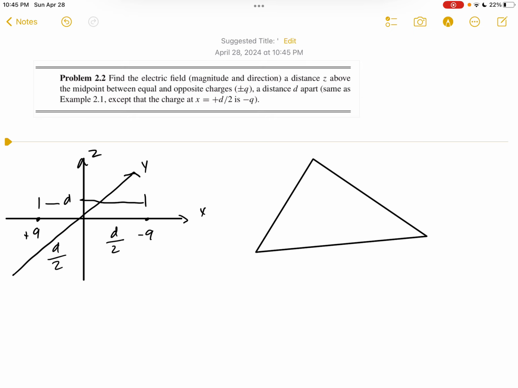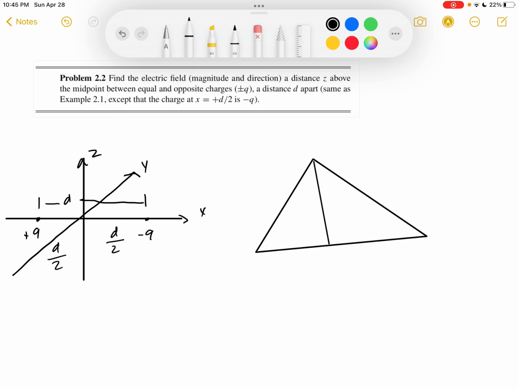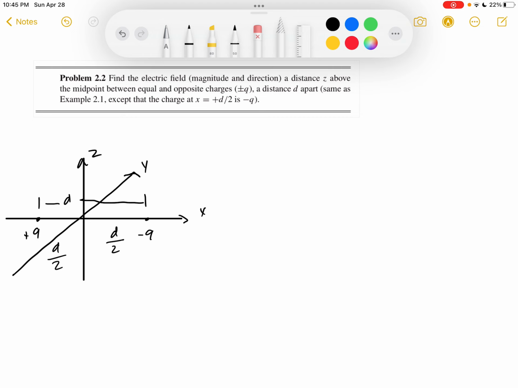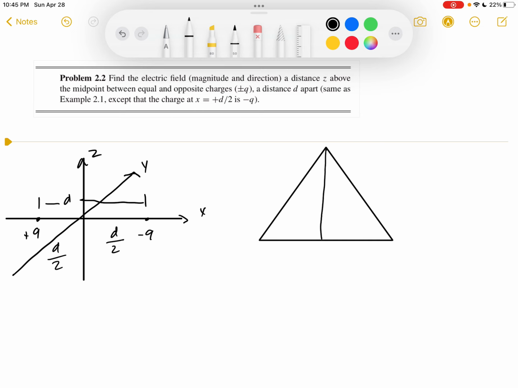So next we draw an equilateral triangle, split down the middle. Both of these are d over 2. So that means the hypotenuse is the square root of d over 2 squared plus z squared.